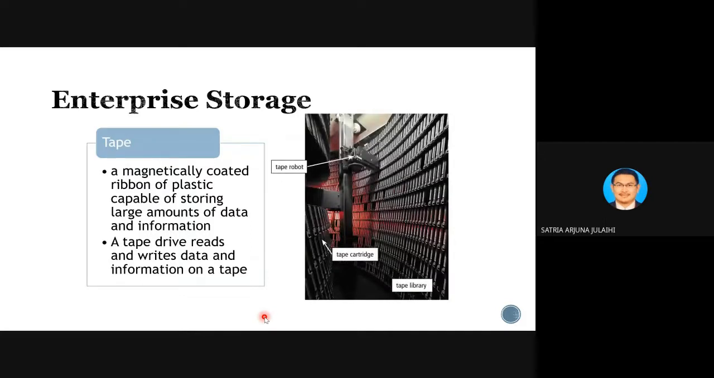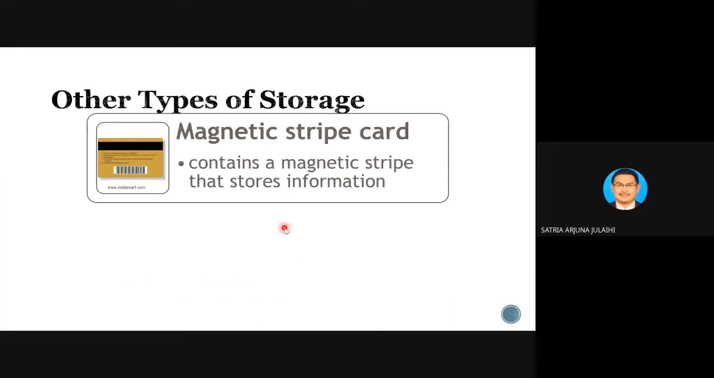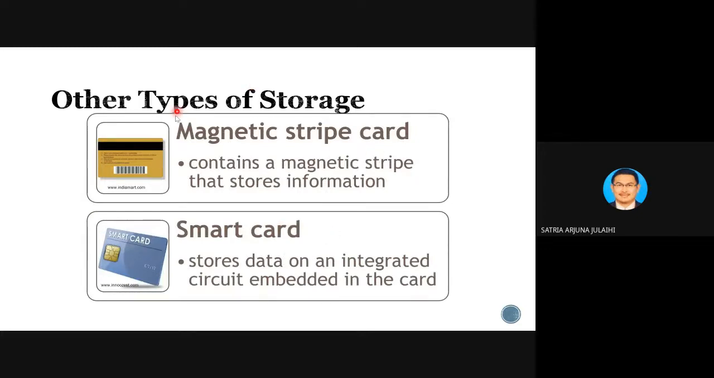Okay, this is tape, tape storage. Some other types of storage are the magnetic stripe card. If you look at the cards from before, they have a magnetic stripe at the back. So the magnetic stripe stores information. But now we have the smart card. The smart card has a chip. So what does the chip do? The chip contains your data, or information.